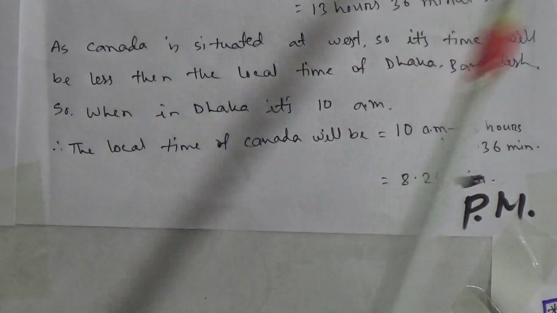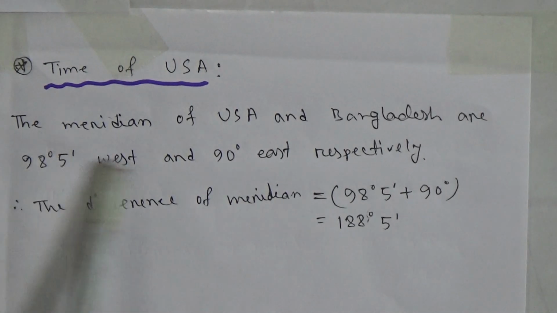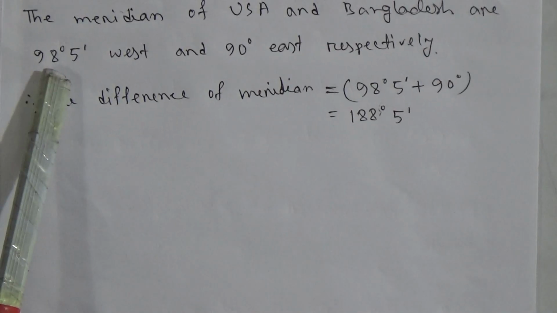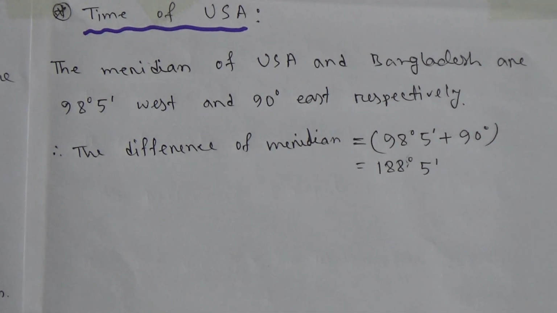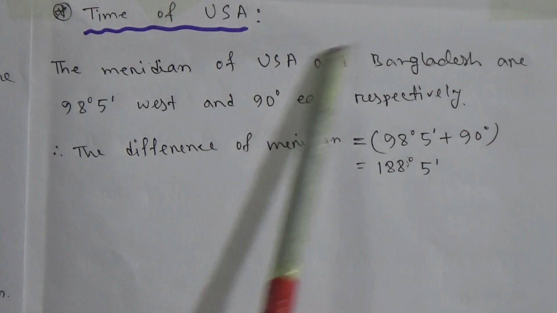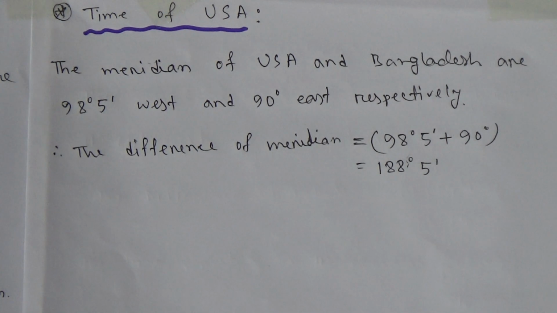Okay, and here the time of USA, we will find. The meridians of USA and Bangladesh are 98°5' west and 90° east respectively. That means this is the same way we have calculated the time of Canada. So you can do it by yourself. That's why I am not doing this right now. If you have understood this topic, you will also be able to do this, as we have done these lectures in our previous classes. We hope you all know the process and you can do it this way. So this portion is done for you, and the rest of the part you will do by yourself. And if you find any problem, you can ask us, and I have given my phone number also.